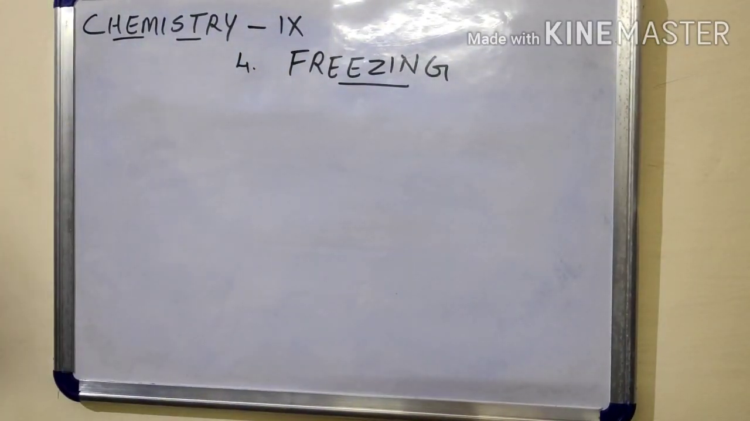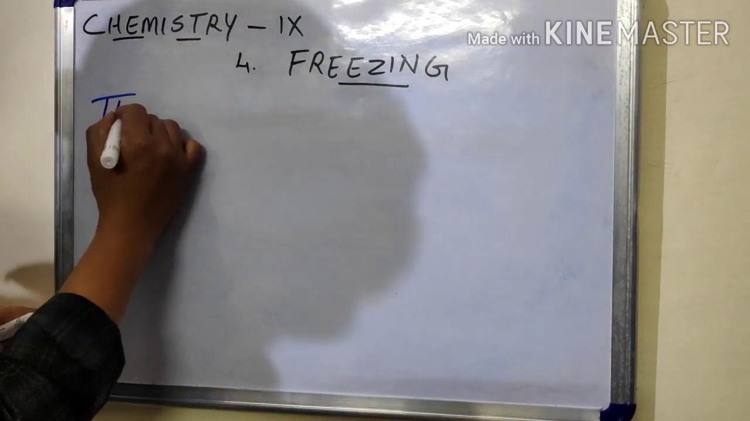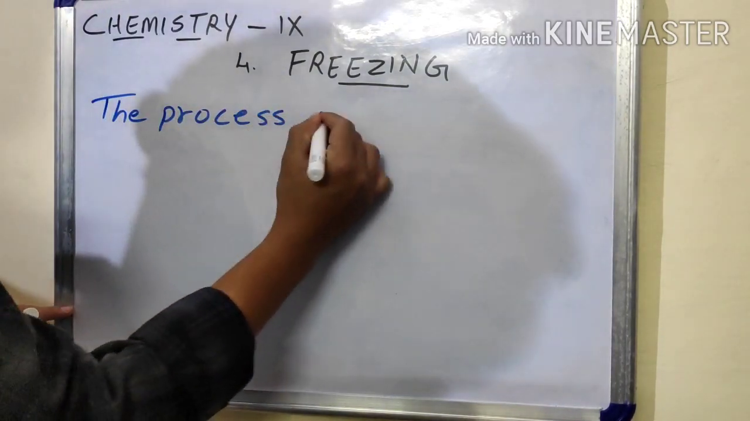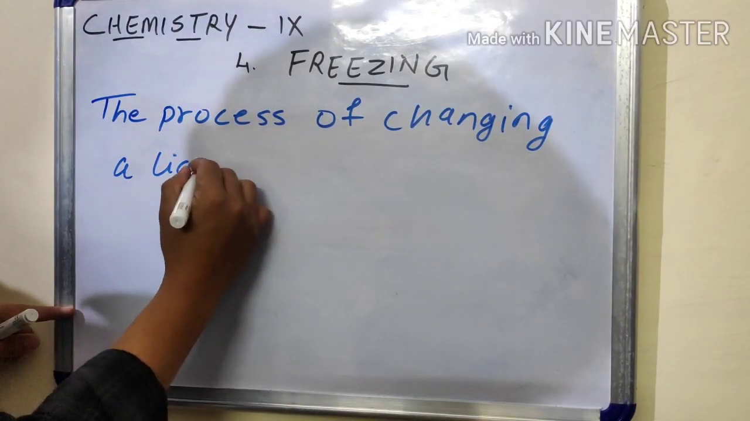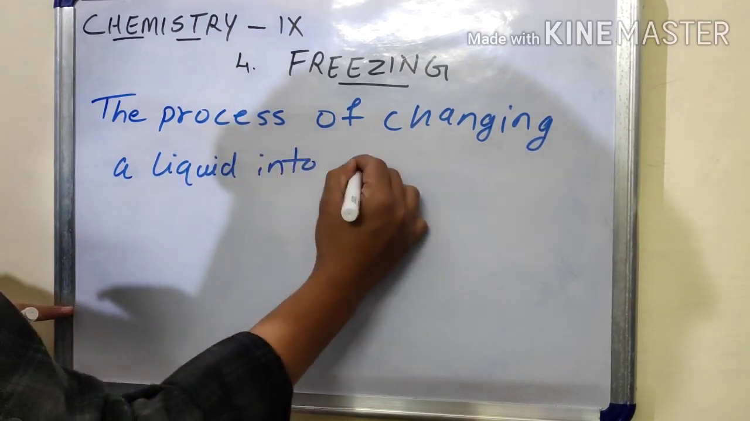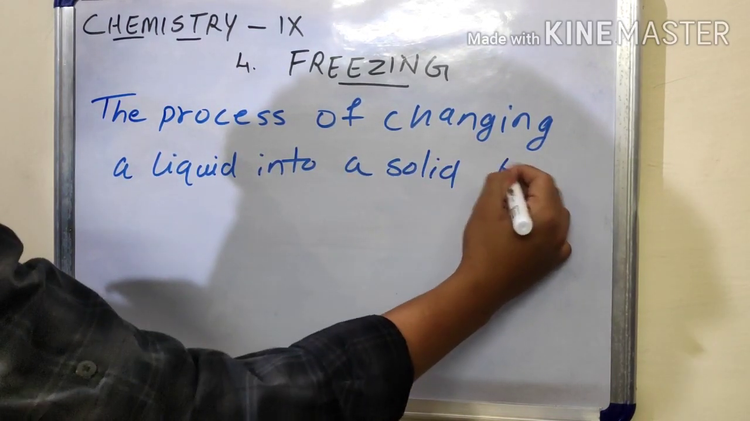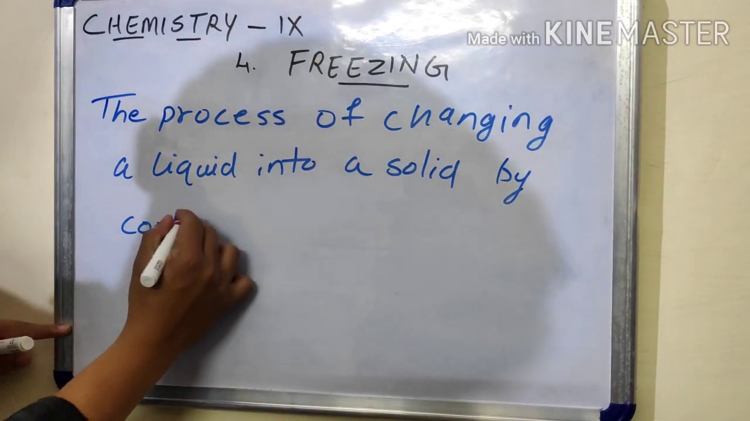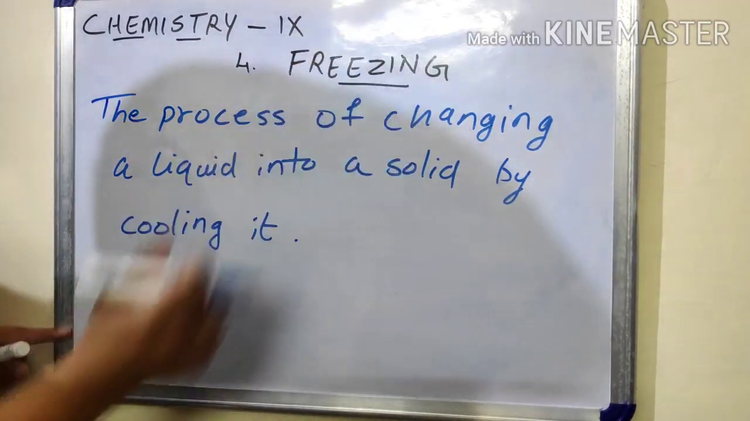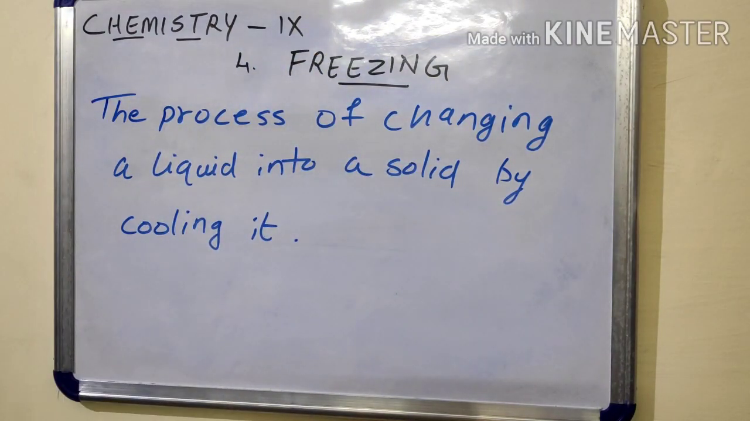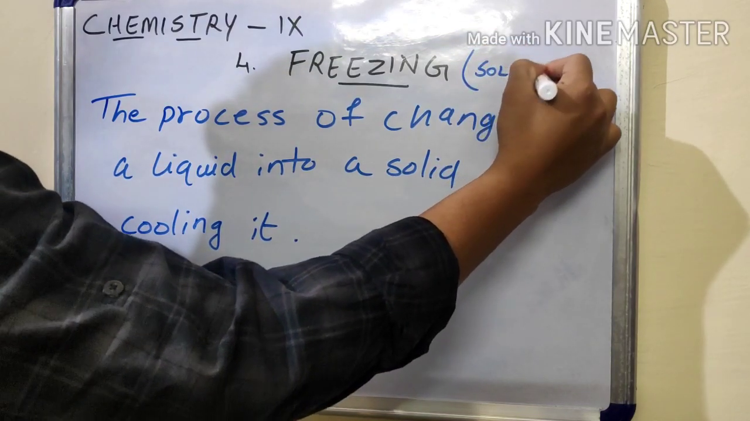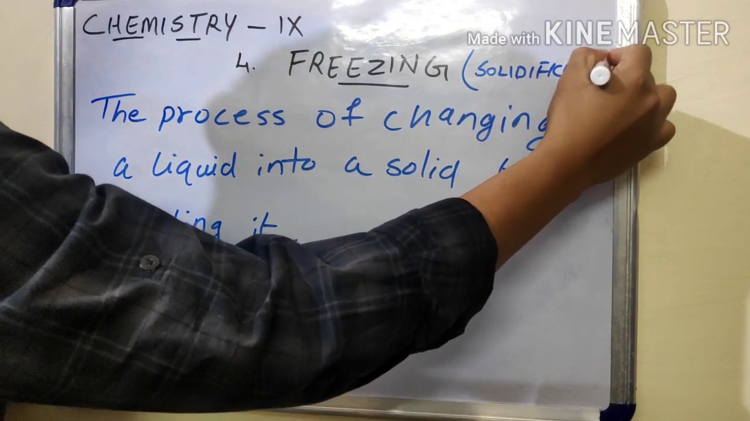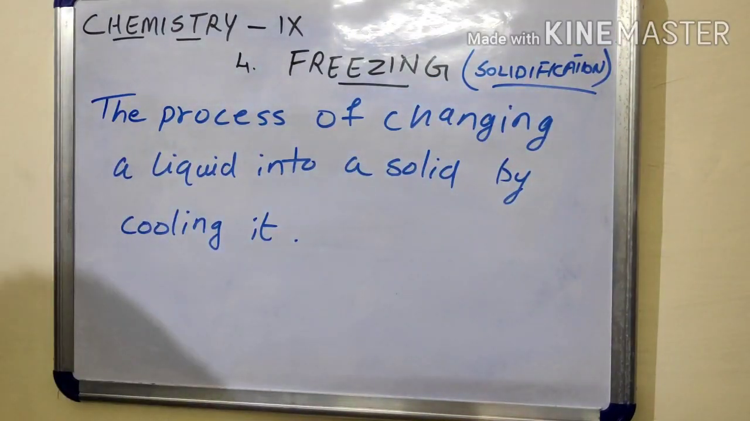The process of changing a liquid into a solid by cooling it is known as freezing. Okay, so write this down. Freezing also means, if you want another word, you can write solidification. This is a different word for freezing. Solidification. It also means the same thing. Also, it's the reverse of melting.